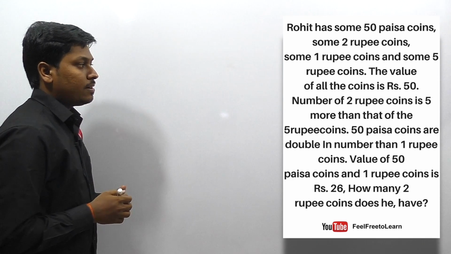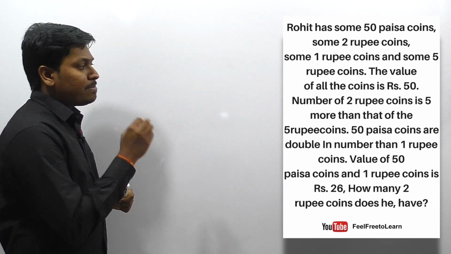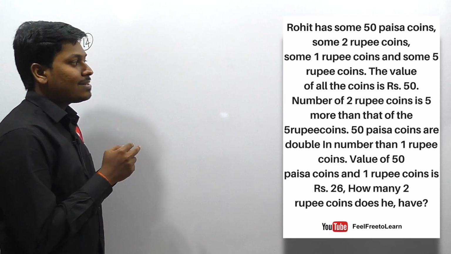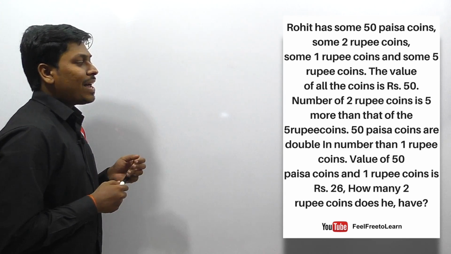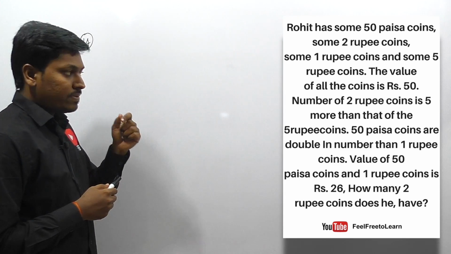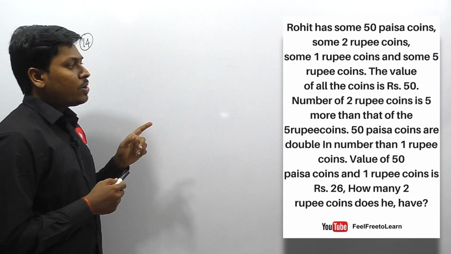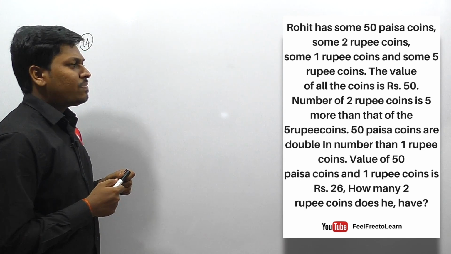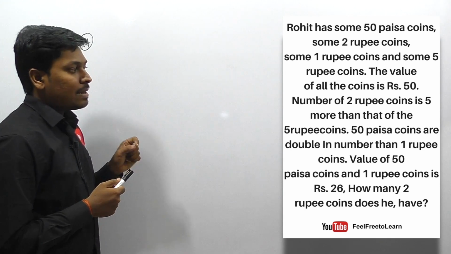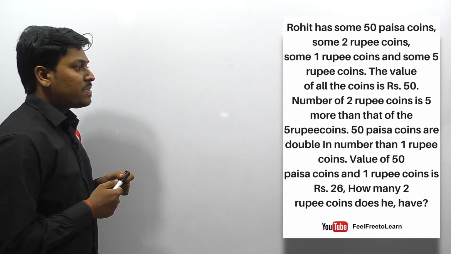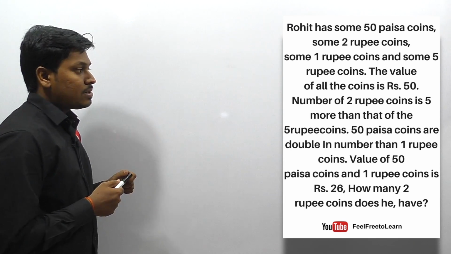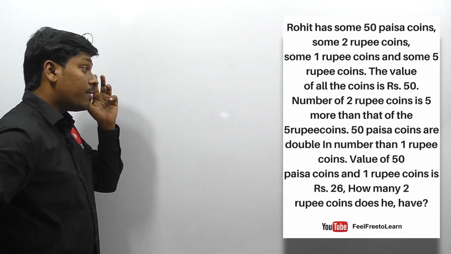Question number 14. Rohit has some 50 paise coins, some 2 rupee coins, some 1 rupee coins, and some 5 rupee coins. The value of all the coins will be rupees 50. The number of 2 rupee coins is 5 more than that of 5 rupee coins. The 50 paise coins are double in number than the 1 rupee coins. The value of the 50 paise coins and 1 rupee coins is rupees 26. So how many 2 rupee coins does he have?